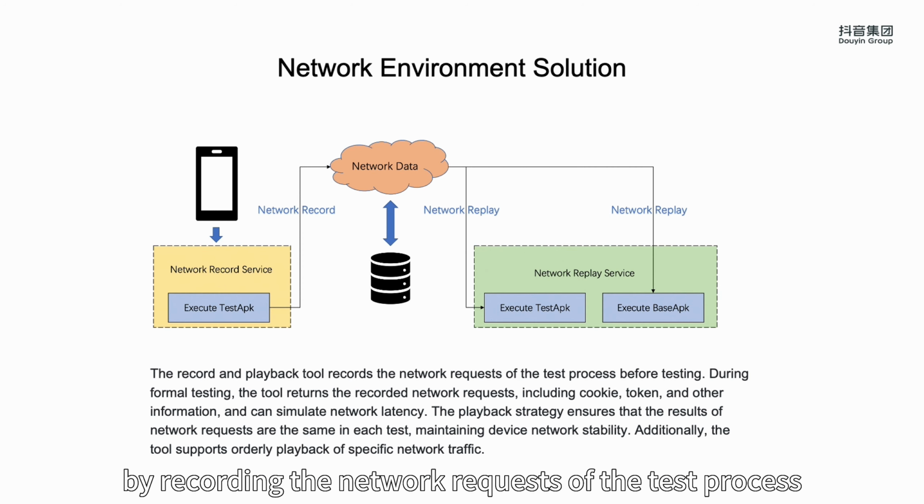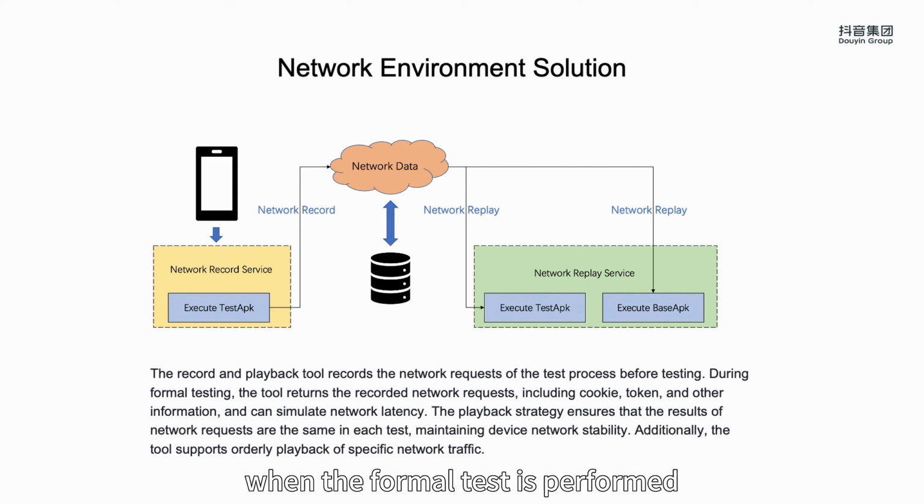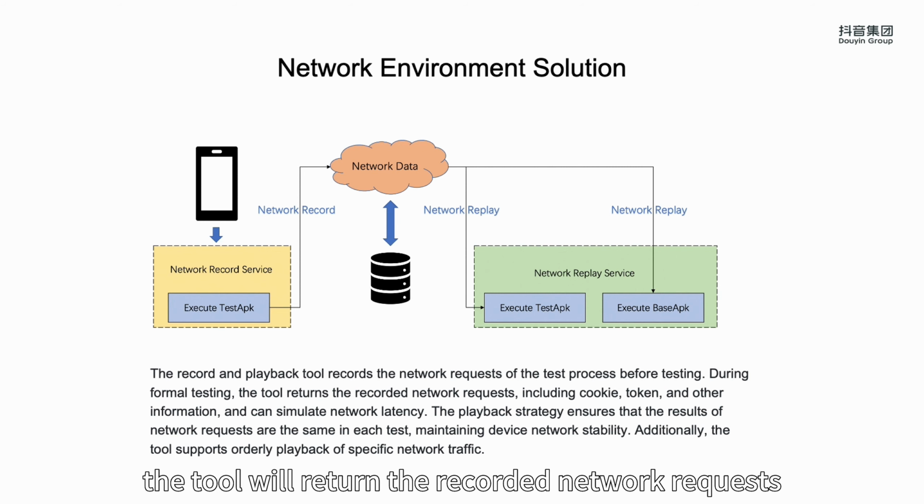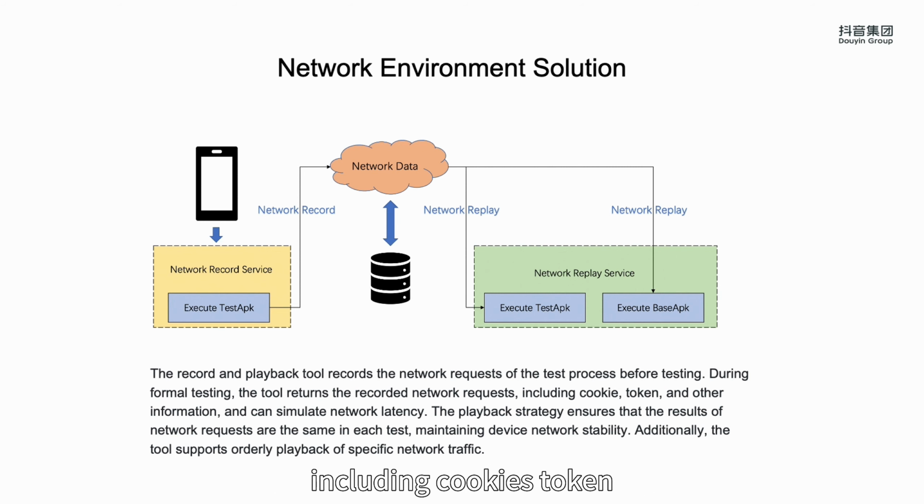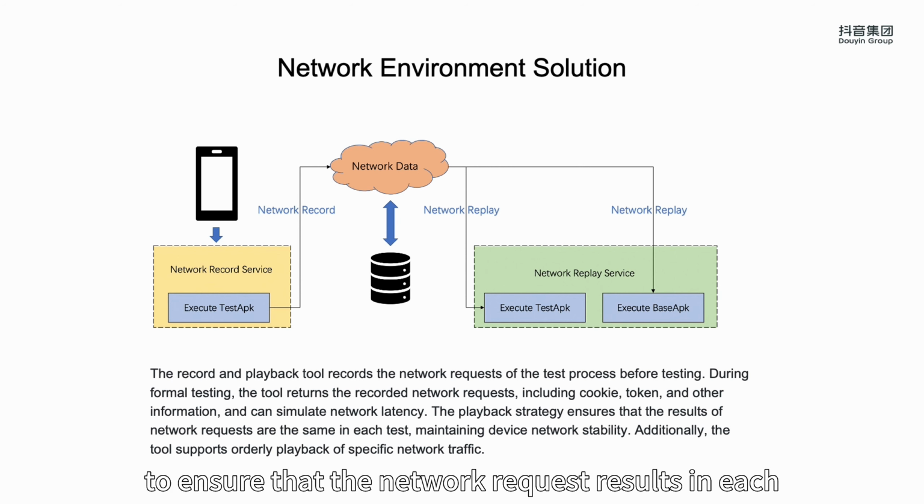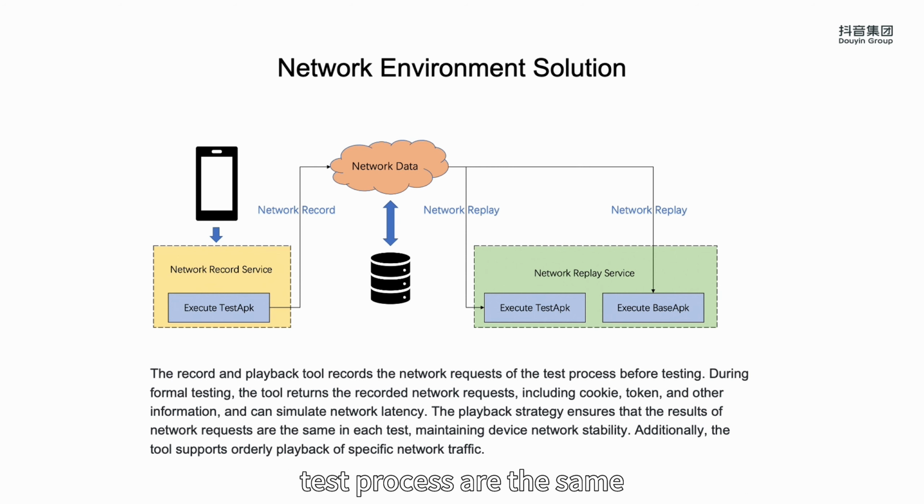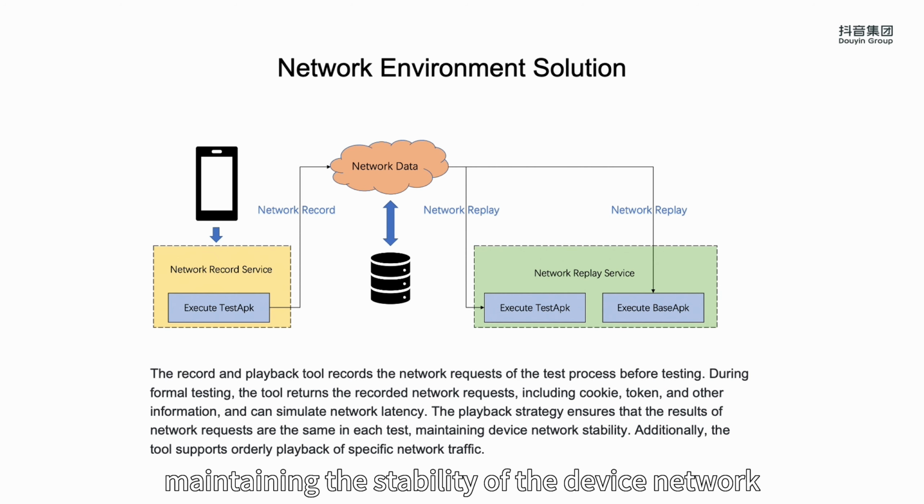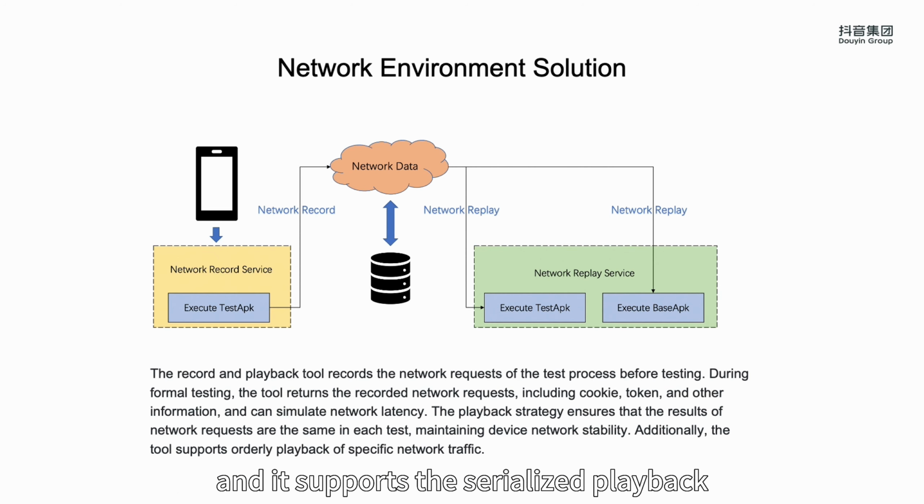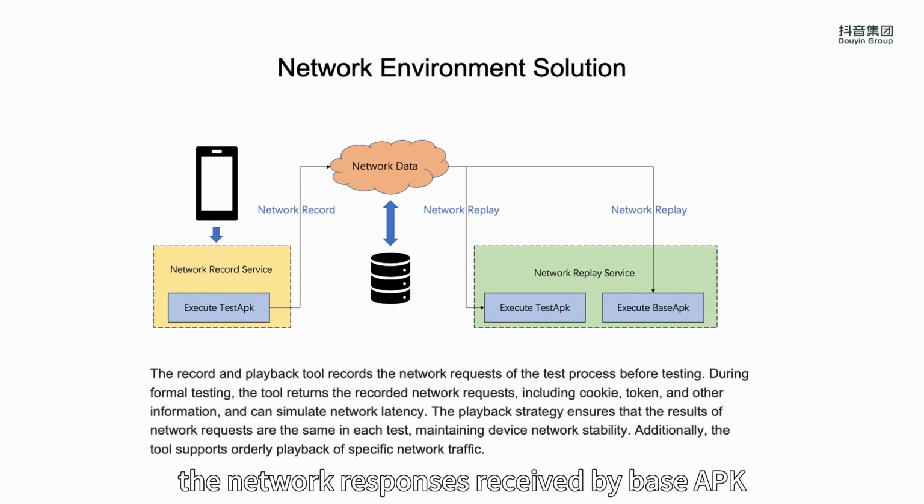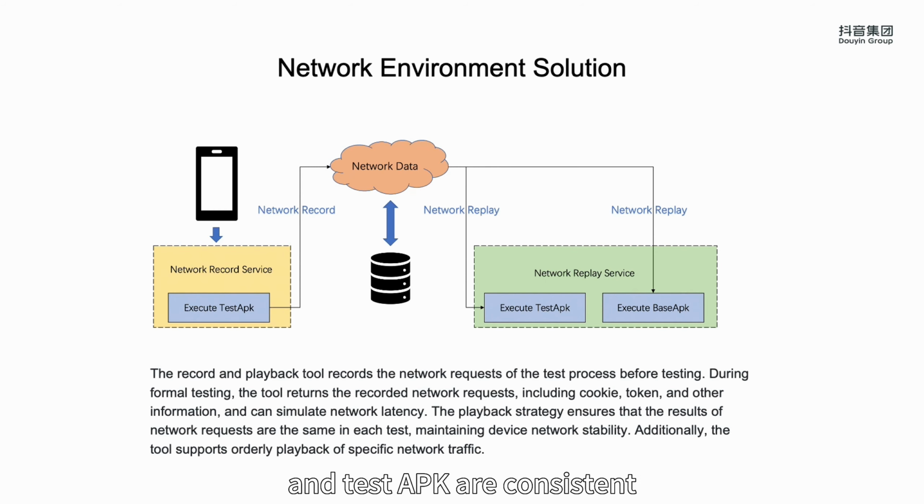By recording the network requests of the test process before testing, when the formal test is performed, the tool will return the recorded network requests, including cookies, token, and other information, and can simulate network latency to ensure that the network request results in each test process are the same, maintaining the stability of the device network. And it supports the serialized playback of specific network traffic. Therefore, during the task execution, the network responses received by the base APK and test APK are consistent, which enhances accuracy.